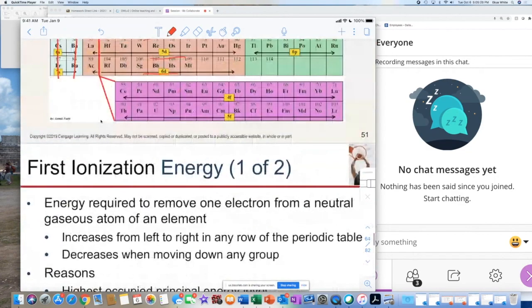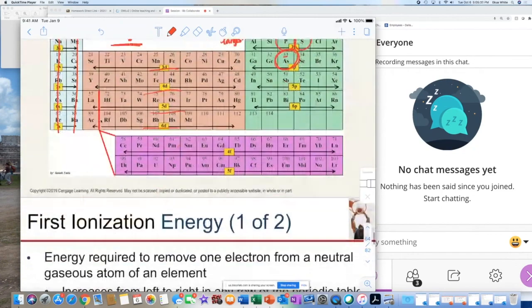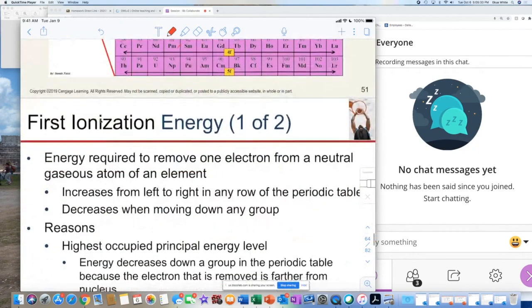So ionization energy is the opposite of atomic size. With ionization energy, you as a scientist are trying to remove the electron. So here's the thing. The easiest electron to remove is the one that's furthest away from the nucleus. This is the energy required to remove one electron from a neutral gaseous atom of the element.